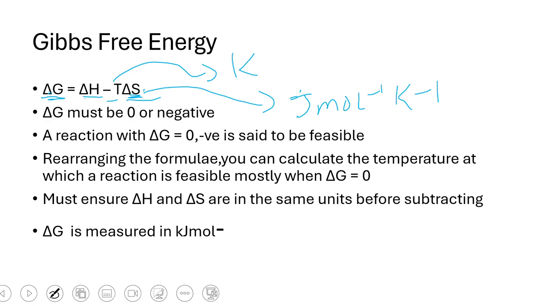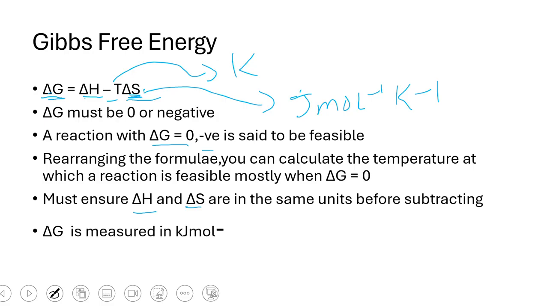And when the Gibbs free energy is 0 or negative, the reaction is said to be feasible. And rearranging the formula, you can calculate the temperature at which the reaction is feasible. And this happens mostly when the delta G is 0. And also, you must ensure that the units of the enthalpy change and the entropy change are the same before subtracting, because you cannot subtract joules per mole from kilojoules per mole.